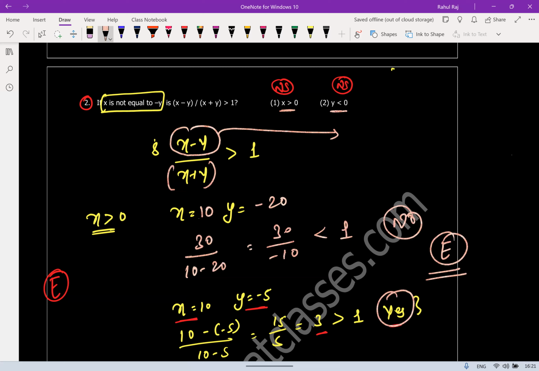Am I making sense? Yes or no? Yes, Rahul, you have taken x is equal to 3, y is equal to negative 1. You will get, yeah, that's also fine. Any problem here? Are you people tired or what? No. Too much information today. I'm so sorry. Bheja fry.